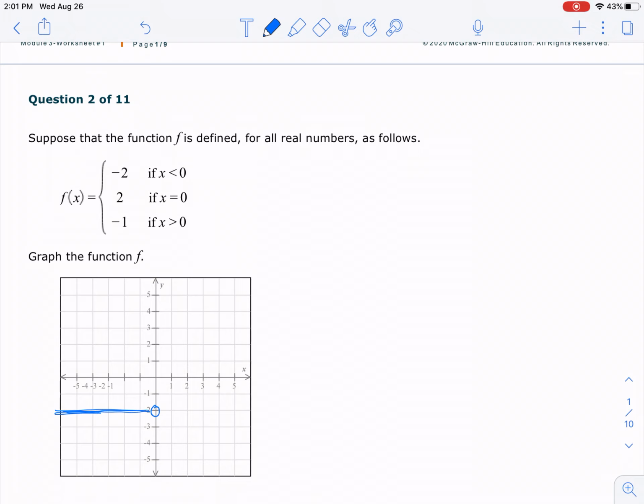All right, when x equals 0, f of 0 is just 2. So it's right here. It's just a single point. When x is greater than 0, we have f of x equals negative 1. So let's locate negative 1 right here. And notice that we keep it open and we go positive. So that's the graph.